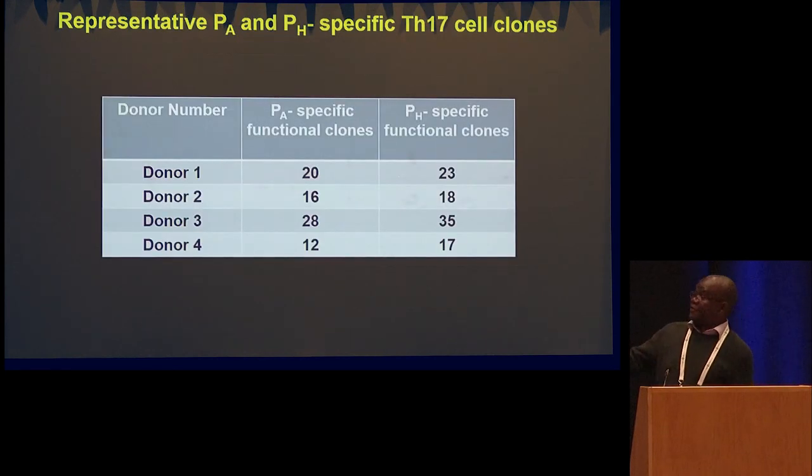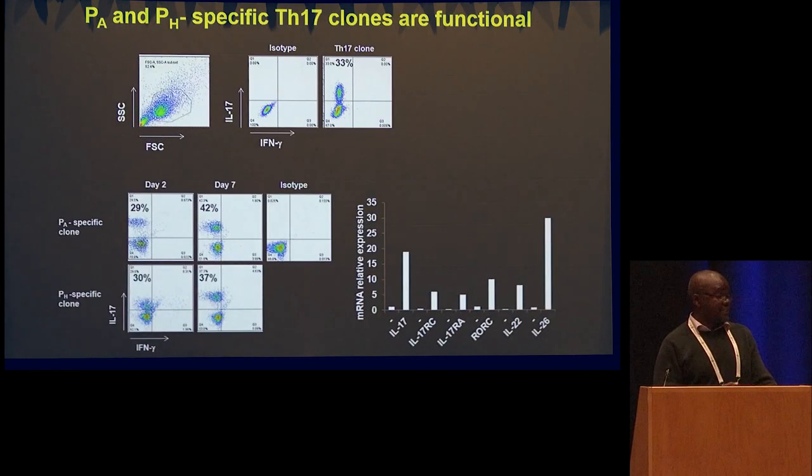We've done this for four donors and generated acne-specific clones and healthy-associated clones, and these are the ones I'm going to share the results for here. So we test whether these clones are functional. This is the result of a FACS experiment. We stimulate these clones with anti-CD3 and CD28, and what you can see is that these clones are functional. They're secreting high levels of IL-17.